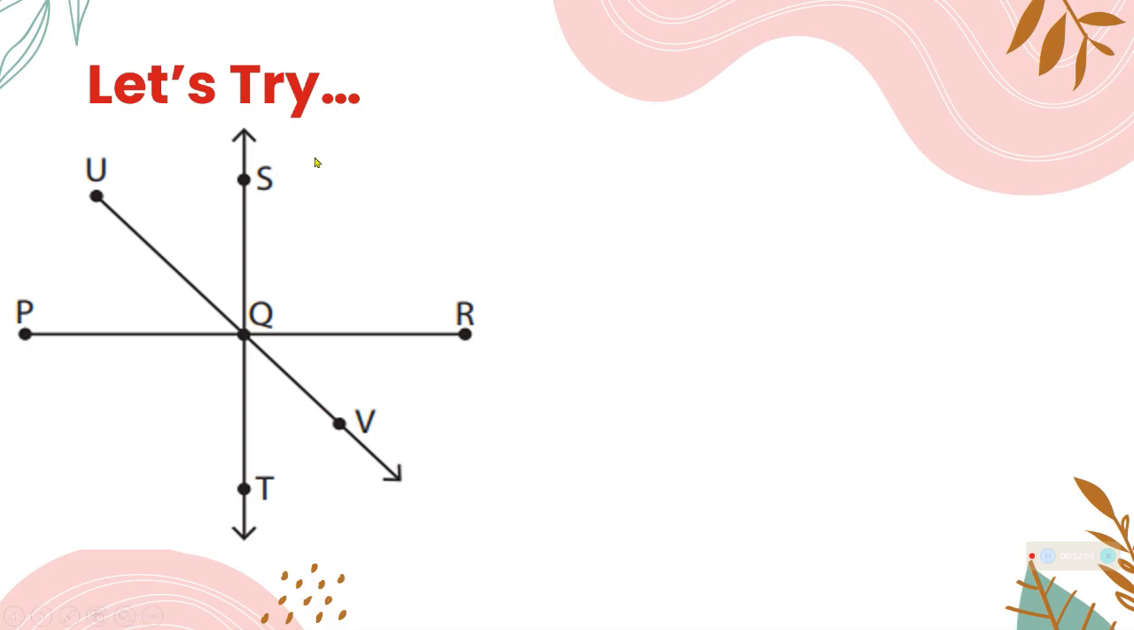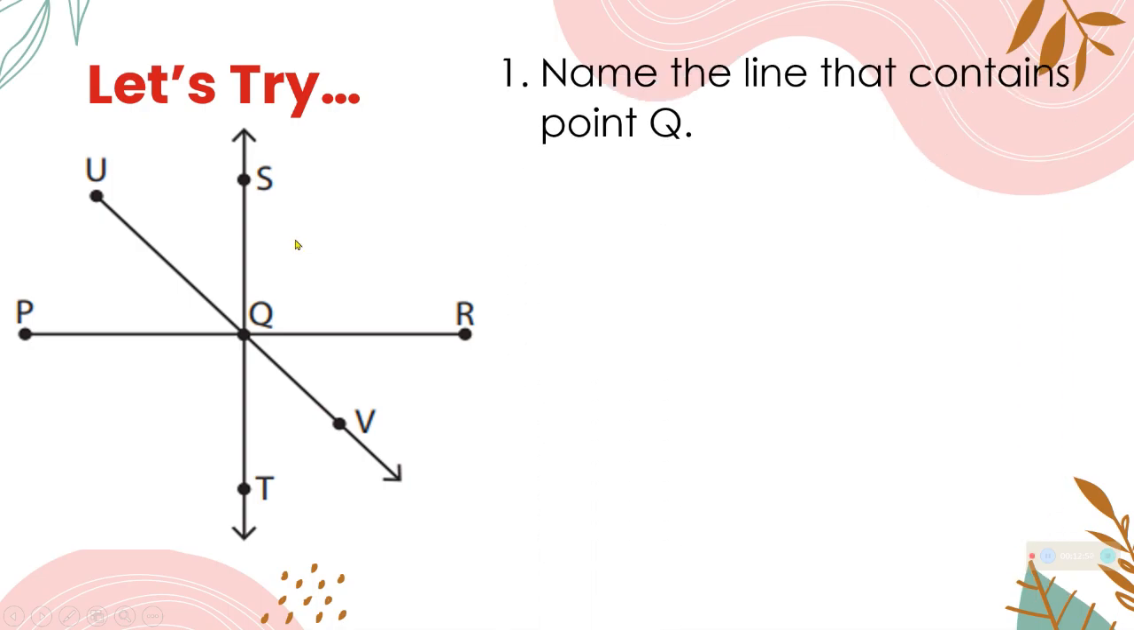Next, how are we going to use those definitions to answer these questions? Let's try. Using this figure, name the line that contains point Q. Since you are going to answer with a line, your symbol would be a line above the letters with two arrowheads. The line that contains point Q is line ST or line TS.